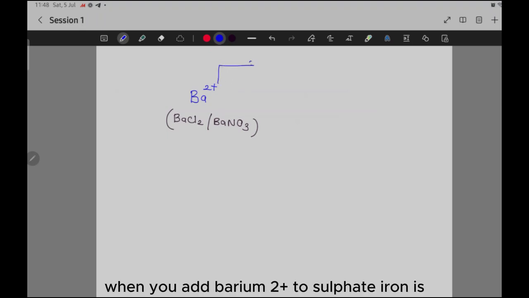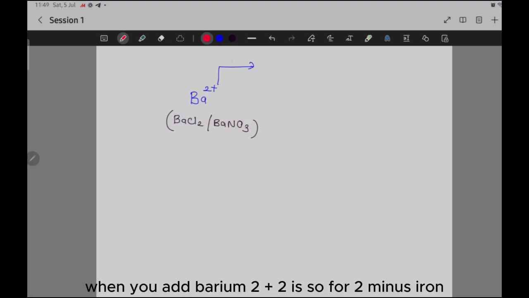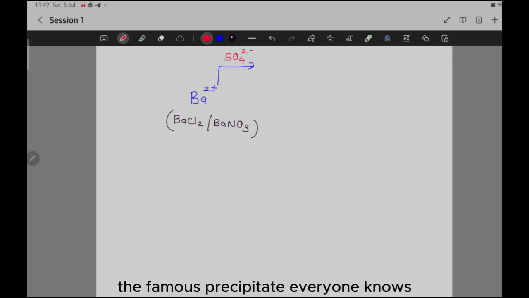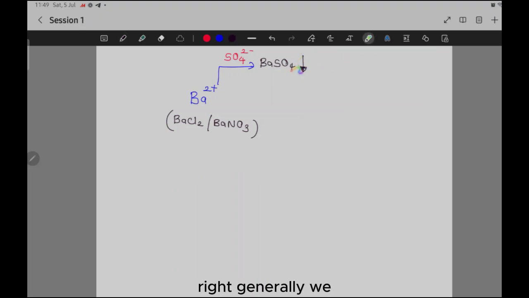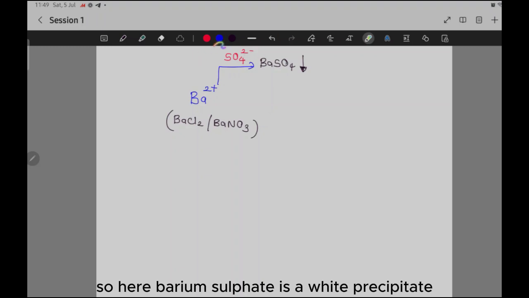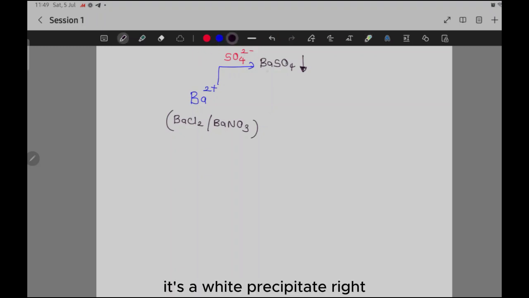First of all, the most famous one: when you add barium 2 plus to sulfate ion, SO4 2 minus, the precipitate everyone knows, you'll get barium sulfate, which is a white precipitate. I'll be marking a precipitate with an arrow. This downward arrow denotes a precipitate, and if we draw an upward arrow, that shows a gas is released. So here barium sulfate is a white precipitate, so I'll include the color also.